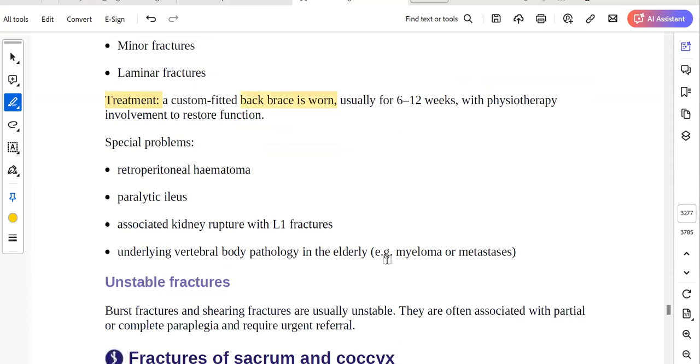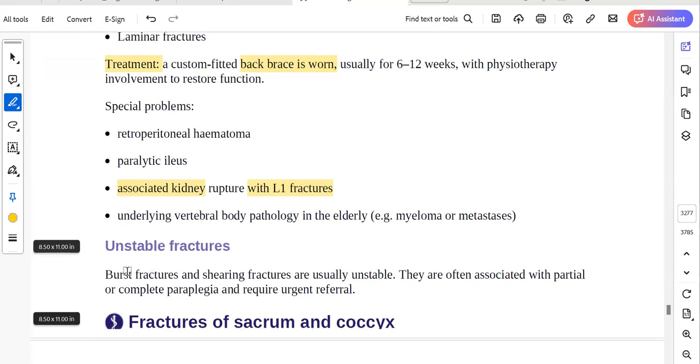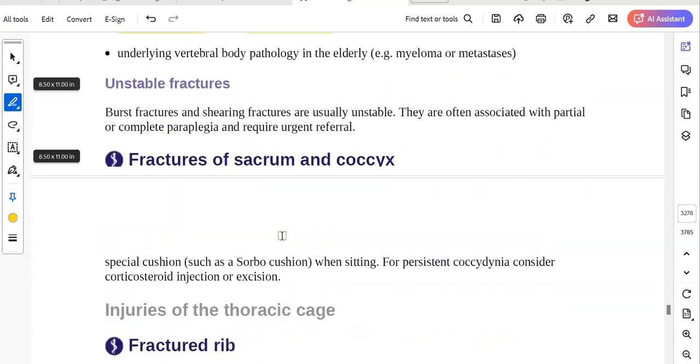For a patient who gets a lumbar or thoracic vertebral fracture, a complication that can happen is that if the patient has got an L1 fracture, it can cause kidney injury. Sometimes the patient can have paralytic ileus, retroperitoneal hematoma. These are not very important, but any lower fracture like an L1 fracture can be associated with kidney rupture or kidney injury. So you need to ask the patient if they are having any kind of hematuria. Burst fracture and shearing fracture are unstable, and for this patient, urgent referral will be needed.